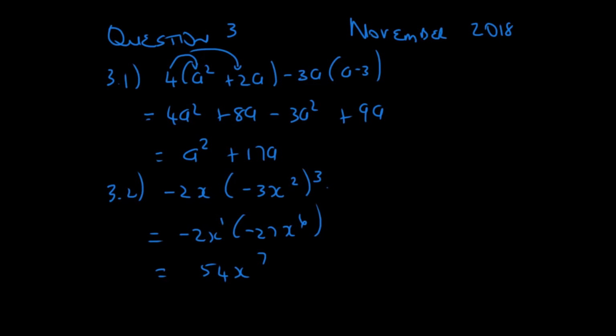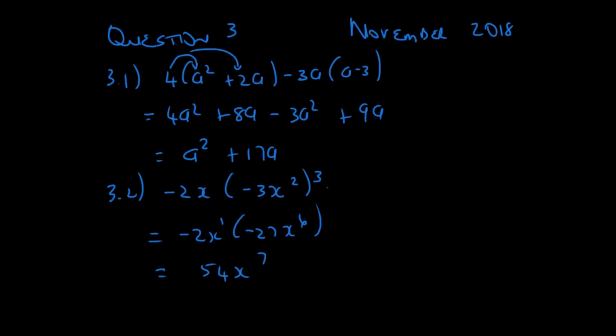What we want to do here, grade 8, is multiply out. So we need to multiply 4 times a squared and 4 times 2a. That will give me 4a squared plus 8a. And then negative 3 times a is negative 3a squared, and negative 3 times negative 3a is positive 9a.